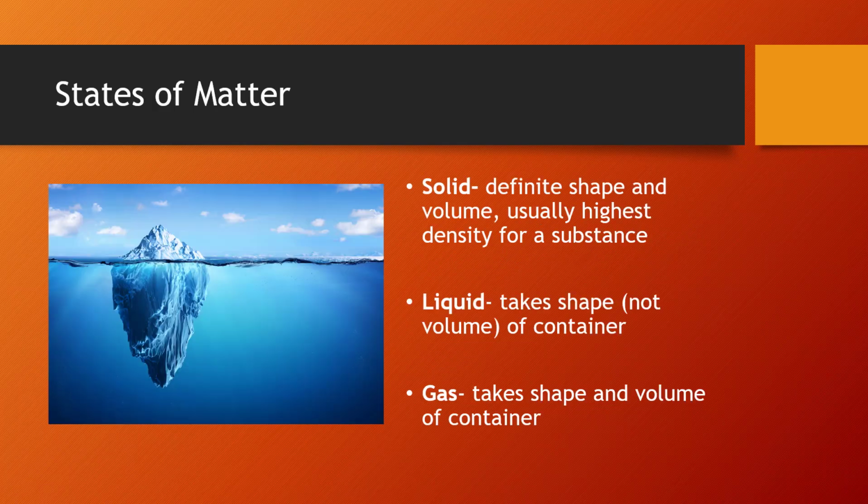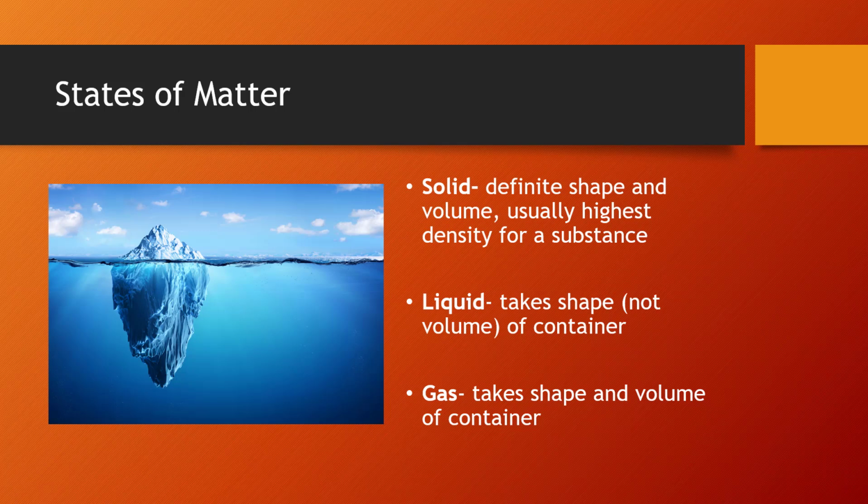There are three states of matter, and these are the physical states of matter. These are physical properties, just like extensive and intensive ones. The first one is a solid. This has a definite shape and volume, usually the highest density for a substance. That would be the ice in this iceberg, which is not actually the highest density of water, so kind of a weird example there. Then there is liquid, which takes the shape but not the volume of the container.